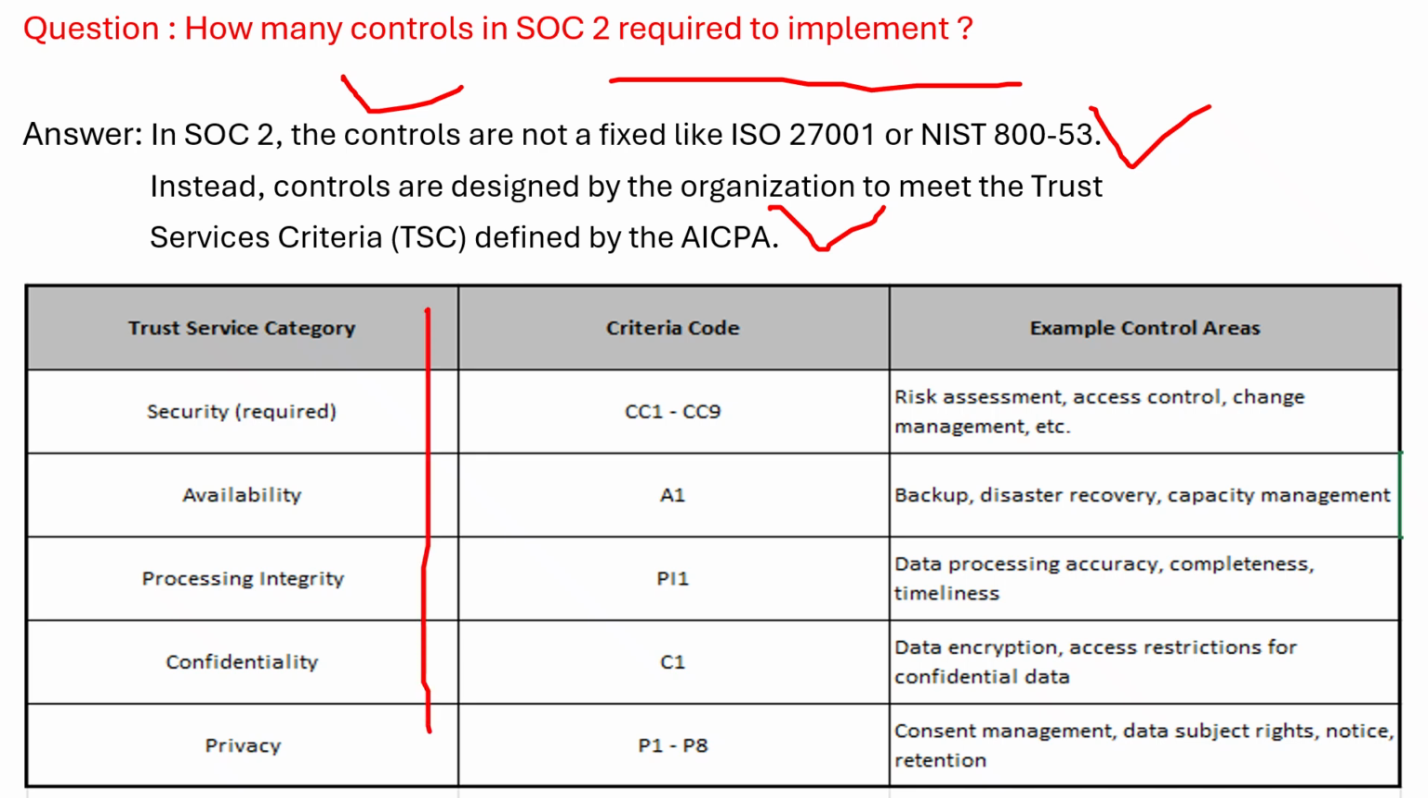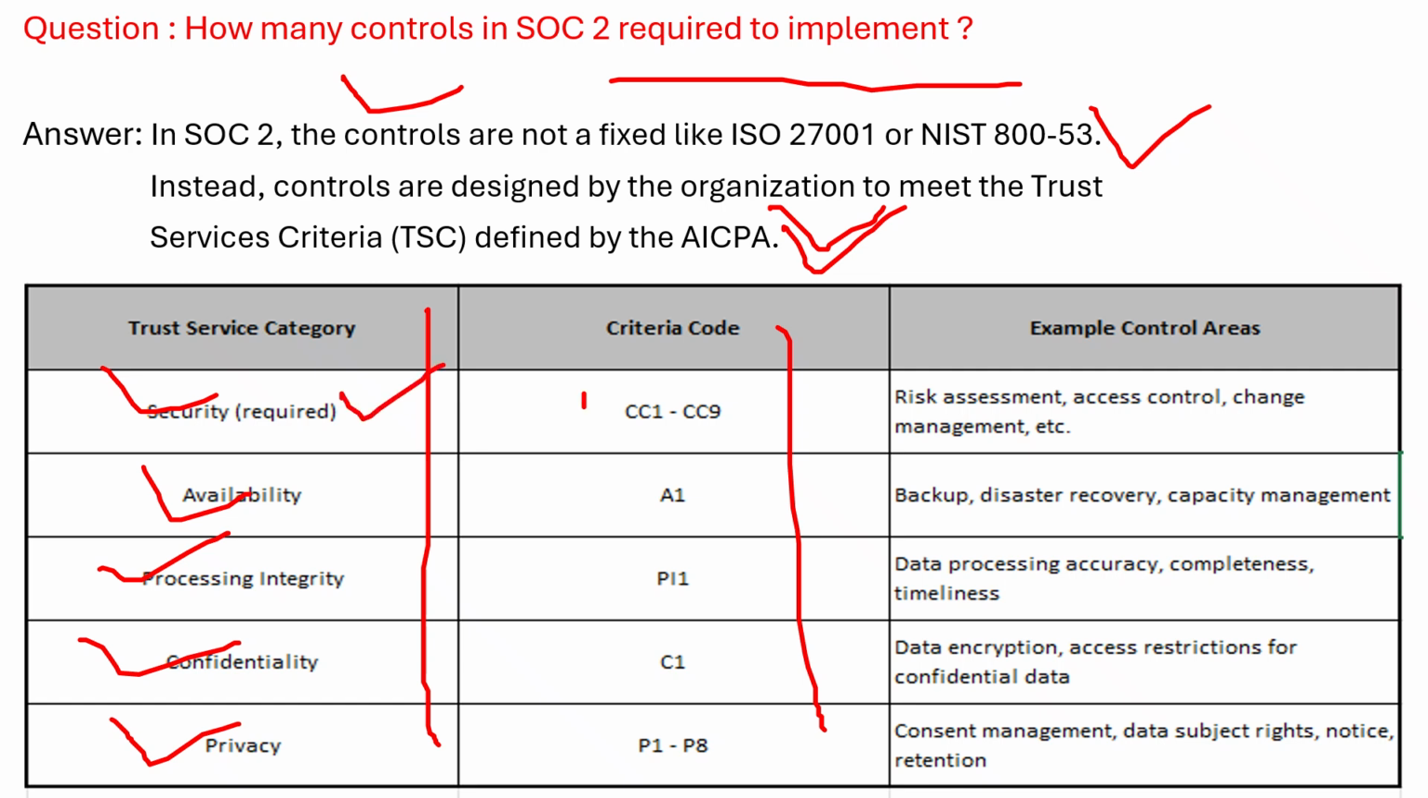So I have made a list here for your ease where security, availability, processing integrity, confidentiality, and data privacy are the trust service criteria defined by the AICPA, and these are the criteria codes. Like if we talk about security, then the codes are CC1 to CC9, and these are the examples you can read. One more thing, the security criteria is the mandate kept by the AICPA. However, these are the optional ones.